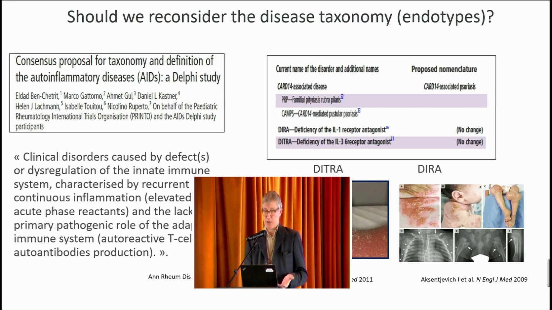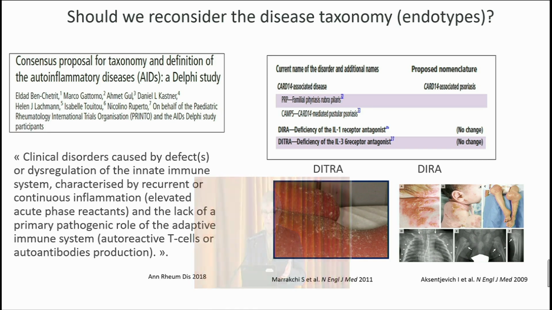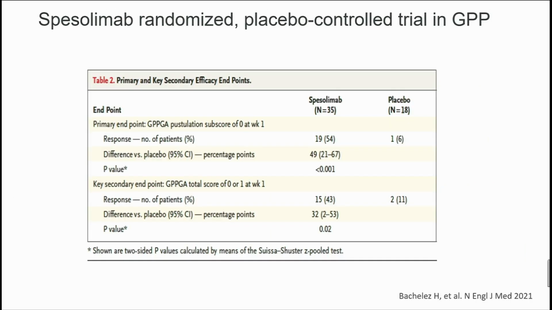And also this should invite us to reconsider the disease taxonomy, clearly shifting the pustular psoriasis associated with monogenic models to the family of autoinflammatory disease, meaning a group of diseases depending mainly on the innate immune system deregulation and where the adaptive immune system is very accessory.